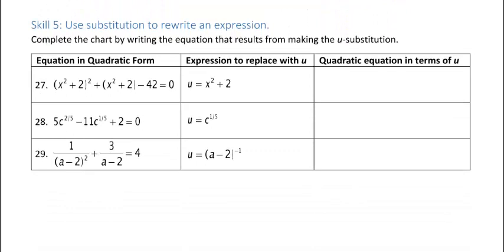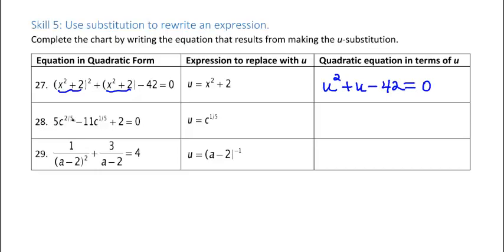And the last skill in this section was to be able to use substitution to rewrite an expression. So here you want to complete the chart by writing the equation that results from making the u substitution. Number 27 was the equation x squared plus 2 squared plus x squared plus 2 minus 42 equals 0, and we want to let u equal x squared plus 2. So if u is x squared plus 2, our equation then becomes u squared plus u minus 42 equals 0.